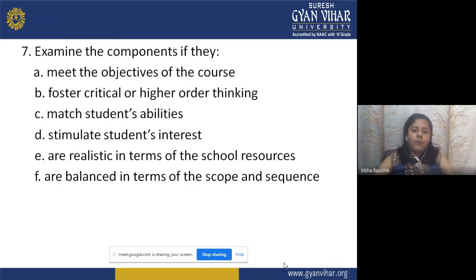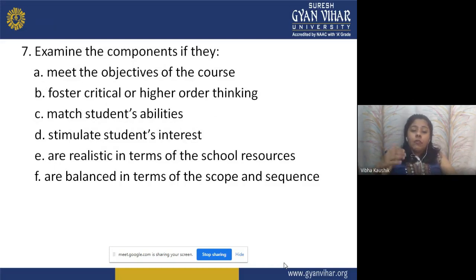Examine the components if they meet the objectives of the course, whether the content or the components which we have decided to teach the students during the teaching learning process, whether these components help us to meet the objectives of the course or not. Second one, foster critical or higher order thinking, means whether those components will help to develop critical or higher order thinking among the learners or not. Match students' ability, whether these components are designed in such a way so that the student abilities can be matched with them or not.